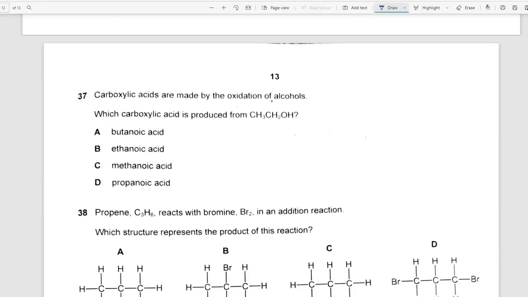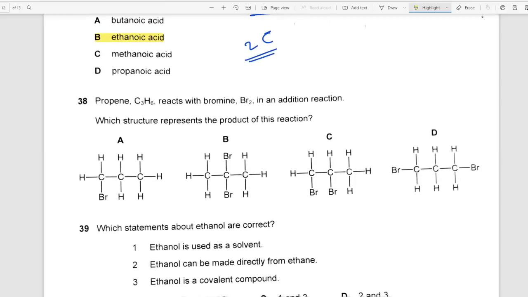Carboxylic acids are made by the oxidation of alcohols. We know that. The carboxylic acid is used to produce this. So you can see it has two carbons, meaning ethanoic acid. It's as simple as that for the acids, isn't it? Ethanoic acid. We move on to the next question.